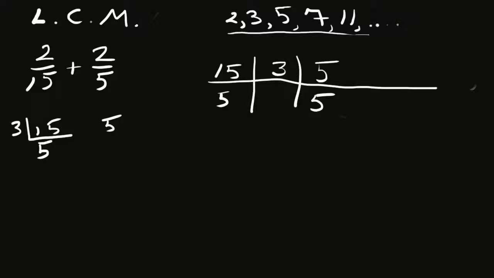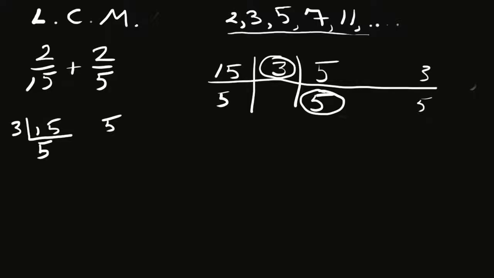Now, to get the lowest common multiple, we take each of our prime factors in its biggest appearance. The biggest appearance of 3 in either of these is right here. It appears once, so that'll give us a 3. And the biggest appearance of 5, it appears once here and once here, but it never appears more than once in either one of the numbers. So the biggest appearance of 5 is only 5.